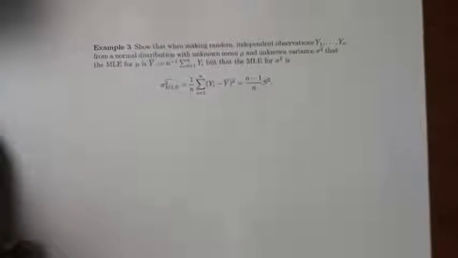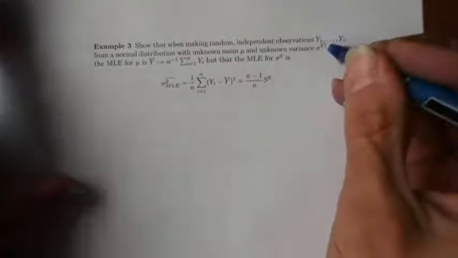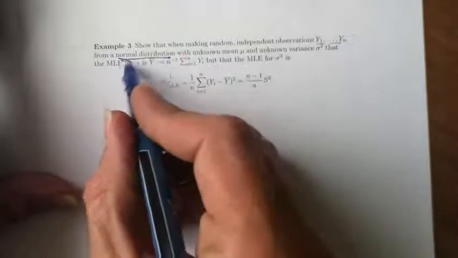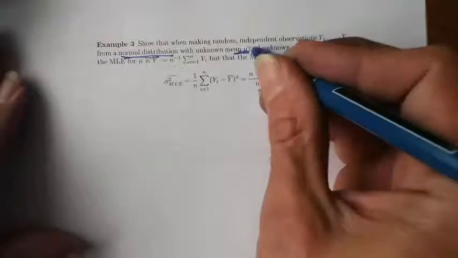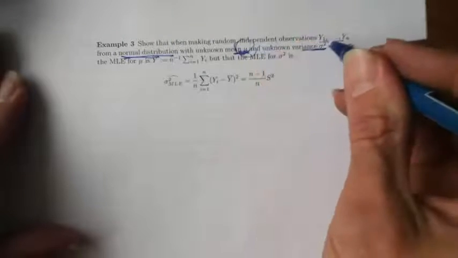Let's do one more example. Suppose that we take an independent random sample from a normal distribution. We're sampling from a normal distribution, but we don't know the mean and we don't know the variance, sigma squared. But we are pretty confident that we're sampling from a normal, okay? And we'd like to use the maximum likelihood estimation method to estimate the mean and the variance, okay?